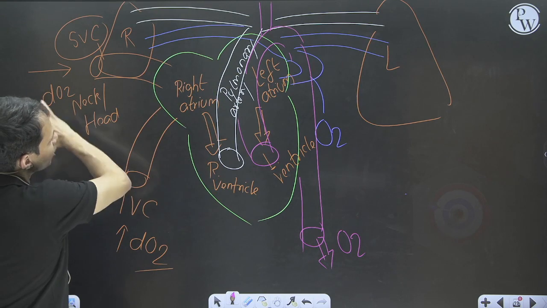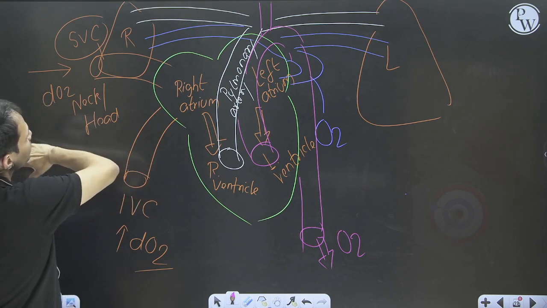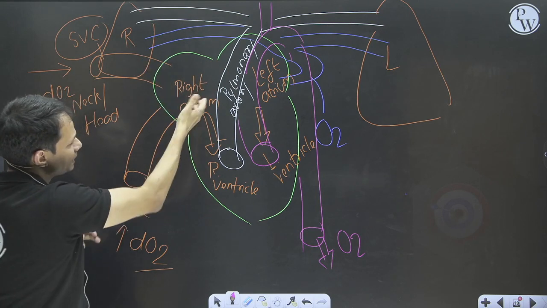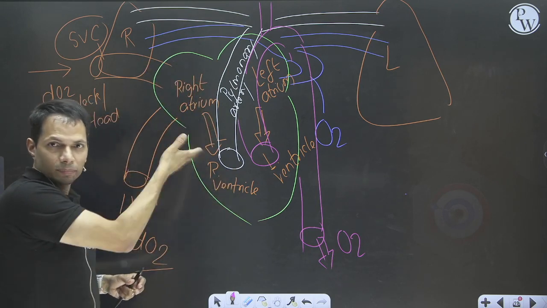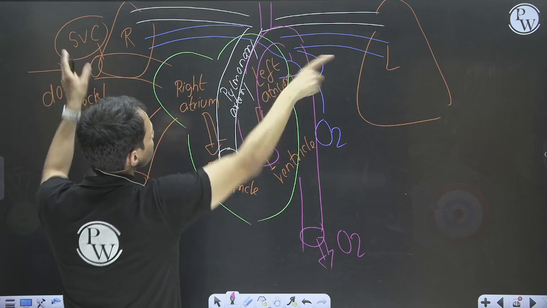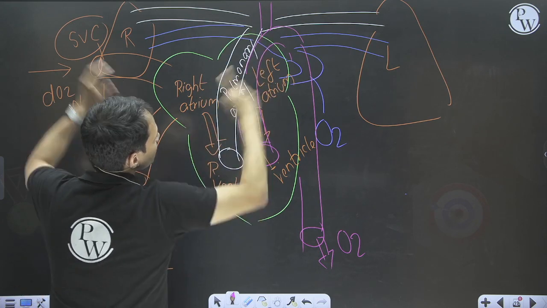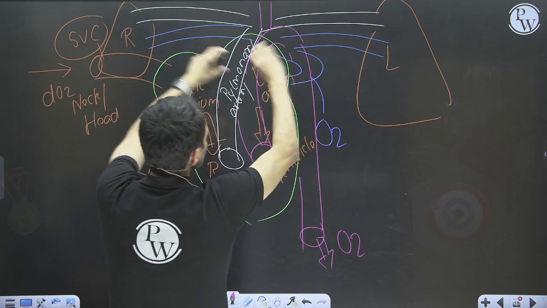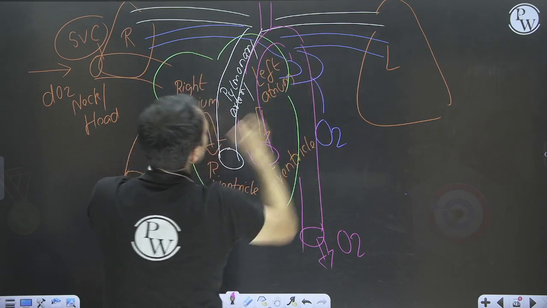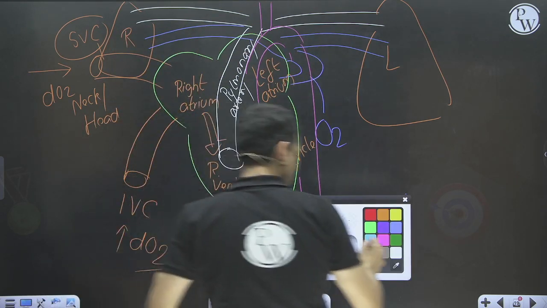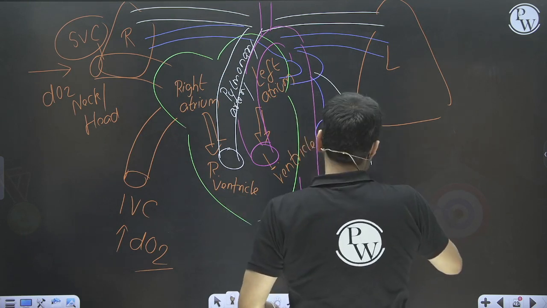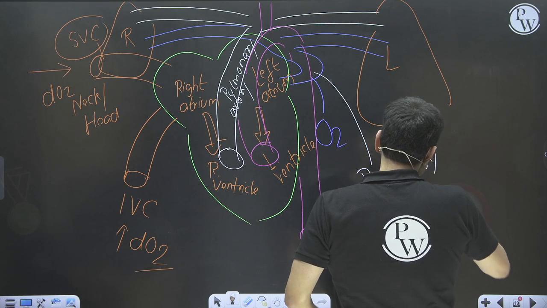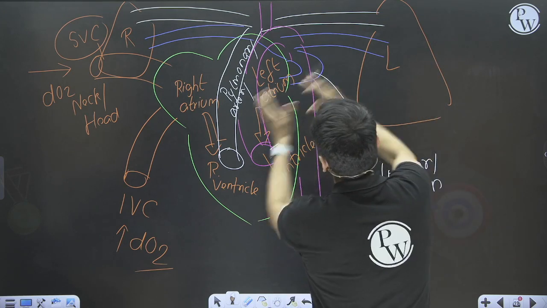Deoxygenated blood from the rest of the body is coming to the SVC and IVC, dumping into the right atrium. From the right atrium, it goes to the right ventricle. From the right ventricle, it goes to the lungs by the pulmonary artery. From the lungs, the veins are coming, becoming the pulmonary vein. This is the pulmonary vein, which brings the oxygenated blood to the left atrium.